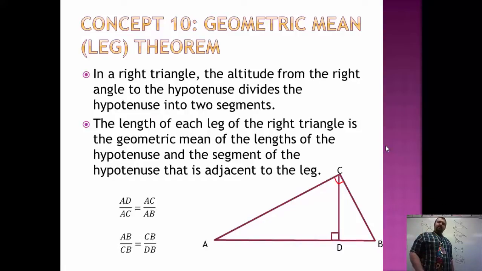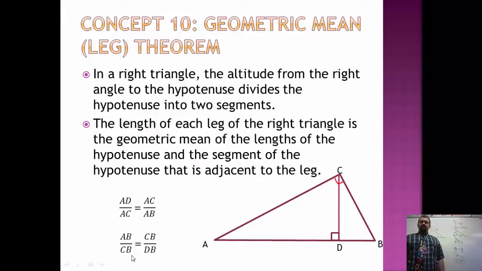Choose a leg of the original triangle, AC or CB. I choose CB. That is the geometric mean of. So as soon as I say geometric mean of, I put CB in the bottom left, CB in the upper right. That's the bottom left proportion right here, down here.